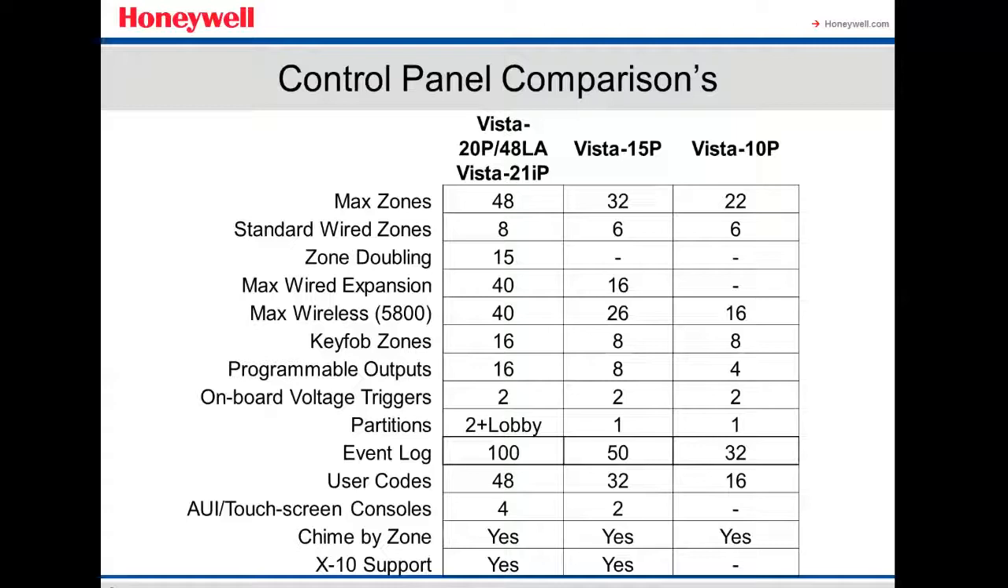This is just a summary. Zones up to 48, standard wire zones 8, double zones 15, maximum wire expansion 40, maximum wireless 40. The key fob zones are 16 key fobs. The outputs of relays up to 16. The triggers 2. Partitions 2 plus lobby, which is the common partition. Event log, user codes, etc. Chime by zone is available, and the extended support, we don't use that anymore in any Vista. Those are kind of obsolete.